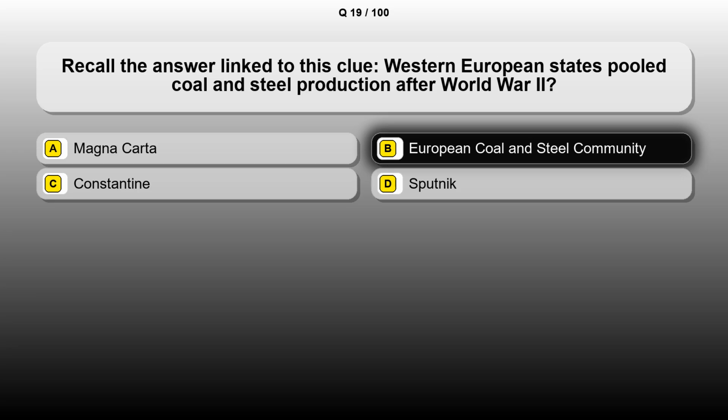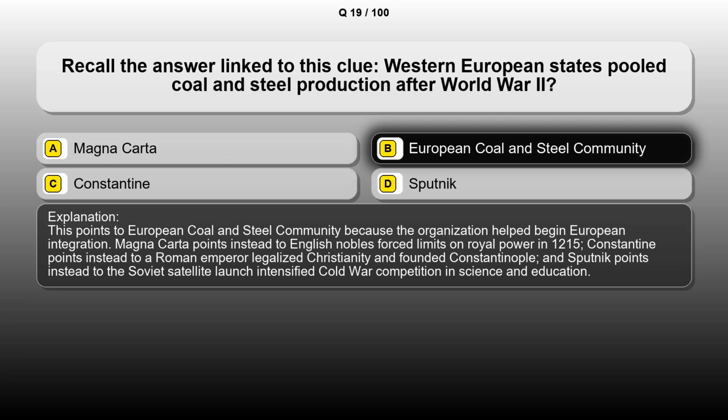The correct answer is option B, European Coal and Steel Community. This points to European Coal and Steel Community because the organization helped begin European integration. Magna Carta points instead to English nobles' forced limits on royal power in 1215. Constantine points instead to a Roman emperor legalized Christianity and founded Constantinople. And Sputnik points instead to the Soviet satellite launch intensified Cold War competition in science and education.